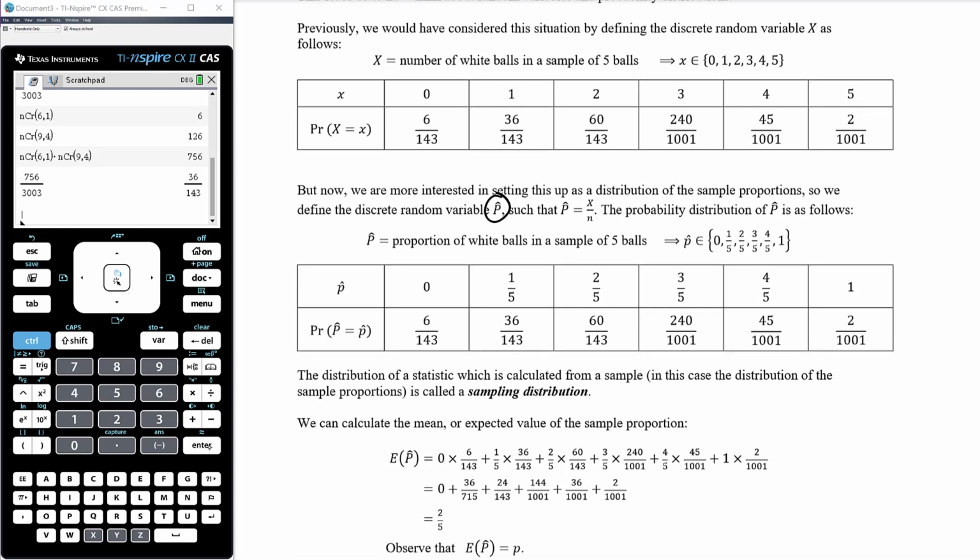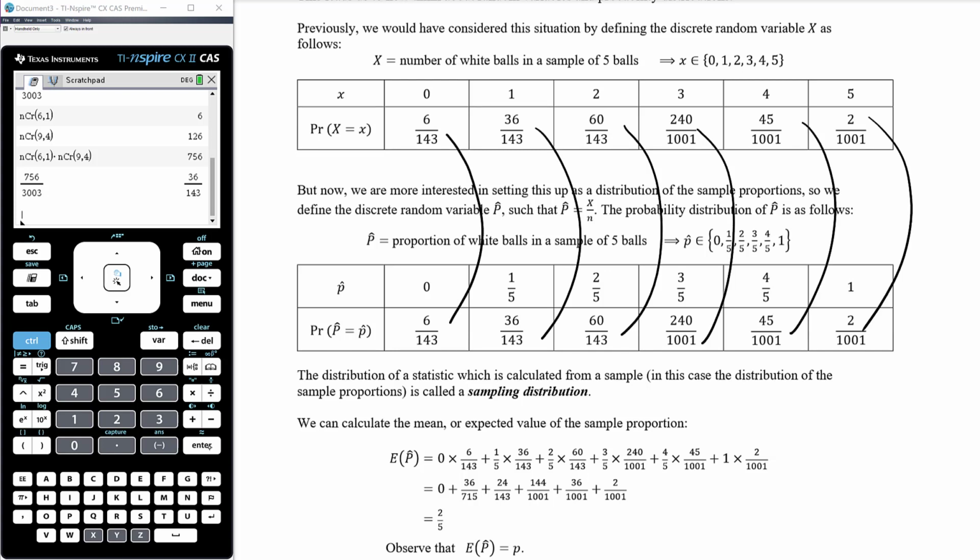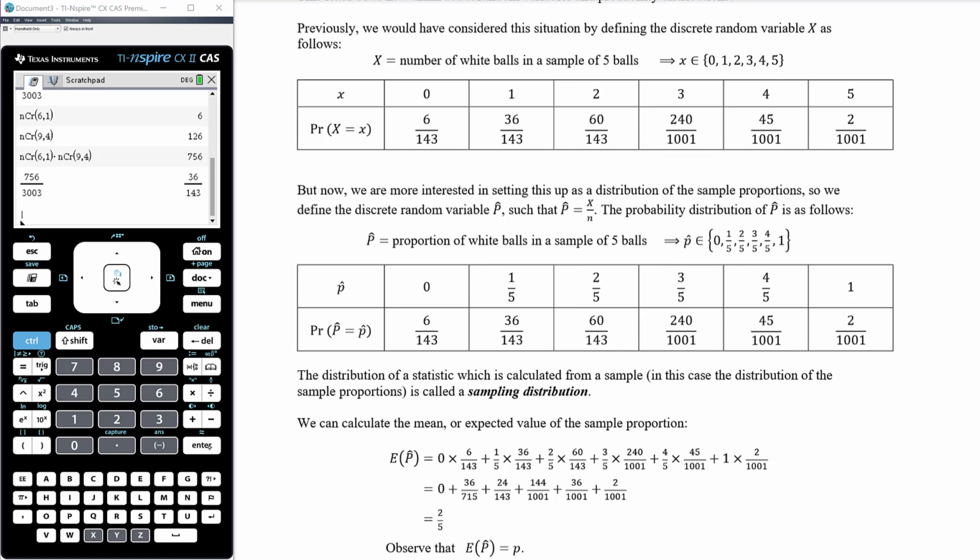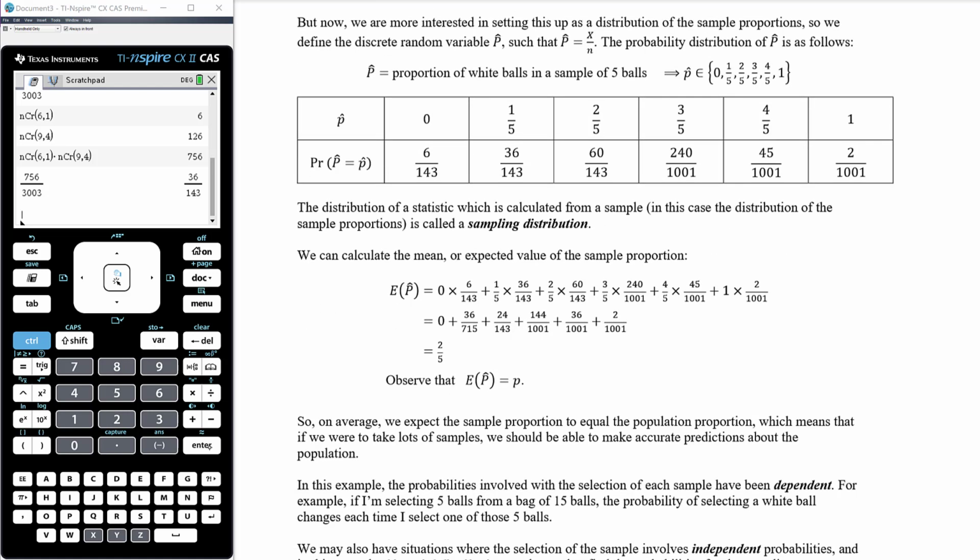So the probability distribution of p hat is as follows. p hat is the proportion of white balls in a sample of 5 balls. The possible values of p hat are 0, 1/5, 2/5, 3/5, 4/5, or 1. So we set up our probability distribution with all of those options for p hat and the probabilities corresponding to each of those, which are the same as the probabilities that correspond to x equals 0, 1, 2, 3, 4, or 5. This distribution for p hat is called a sampling distribution.